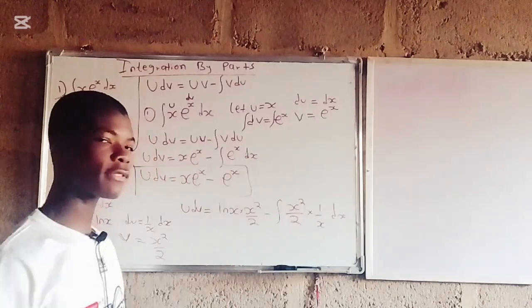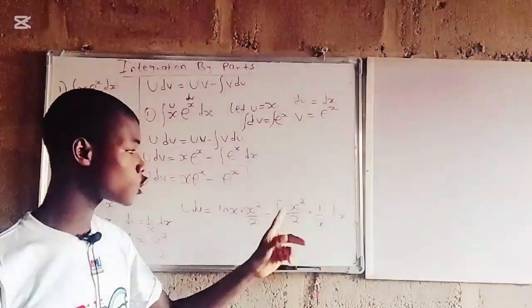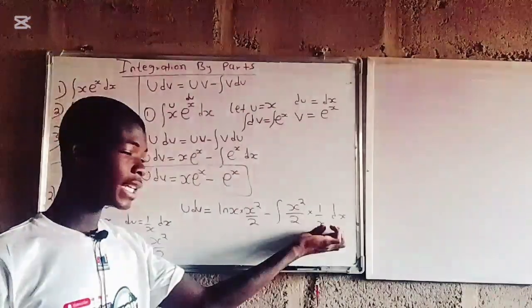I can't integrate this separately and also integrate this separately. No, I must multiply them. Because there is multiplication, there is no way to integrate this and then integrate this.